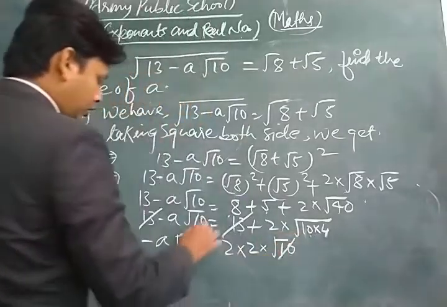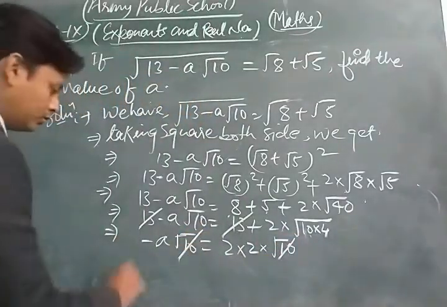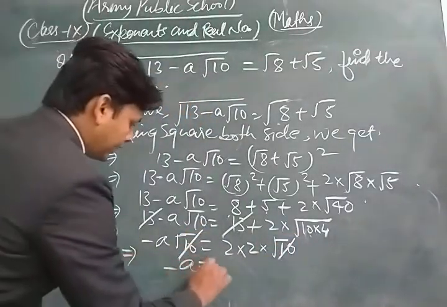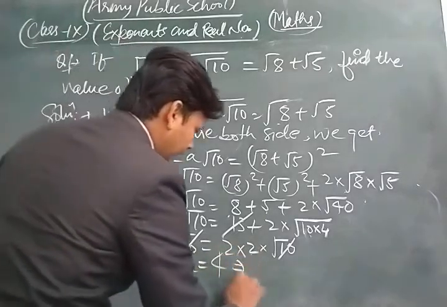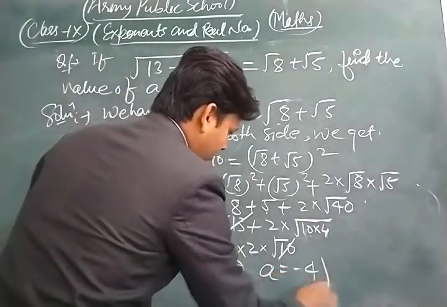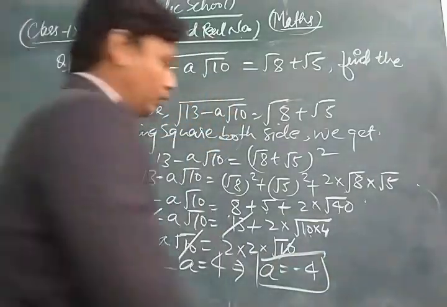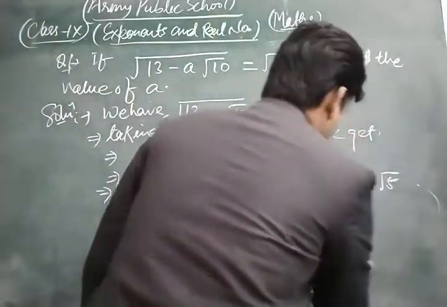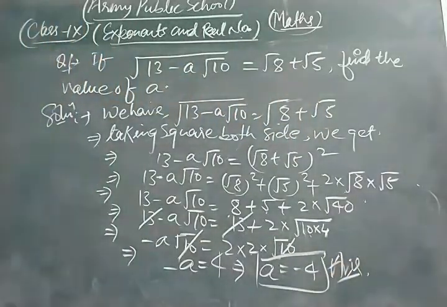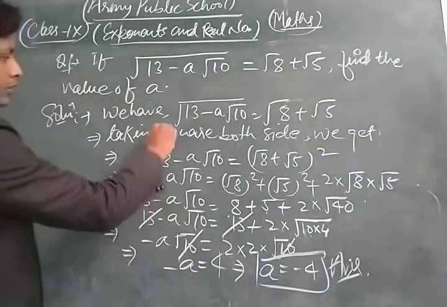Now root 10 is also cancelled to each other, so we get minus a is equal to 2 to the 4. This implies that a is equal to minus 4. A is equal to what? Minus 4. So this is the required solution of the given question.